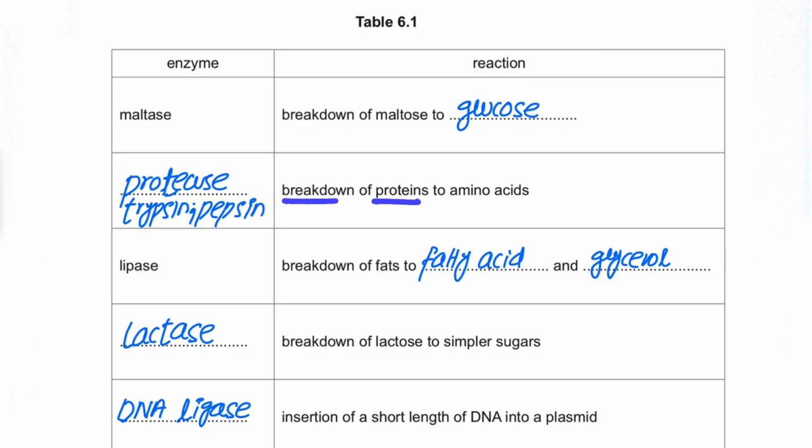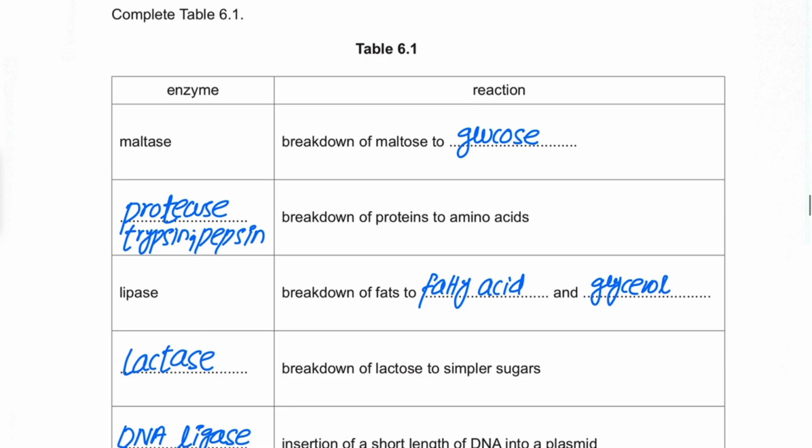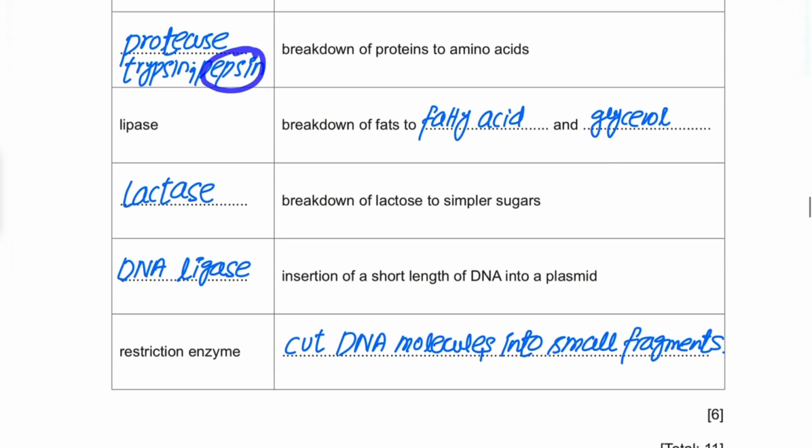They say breakdown of the protein to amino acids, so we know this is protease. This is a general word for any enzyme that can break down protein to amino acids. If you were writing specifically, you could either say trypsin or you could also say pepsin. Moving onward, we have the lipase, and we know lipase works on the fats, so it breaks them down into fatty acids and glycerol.